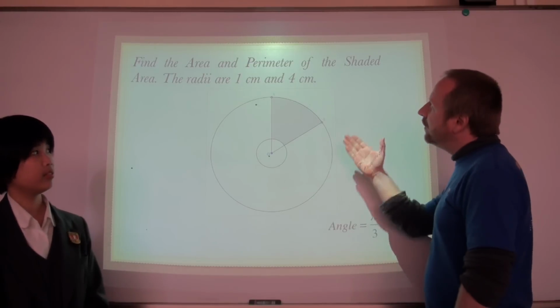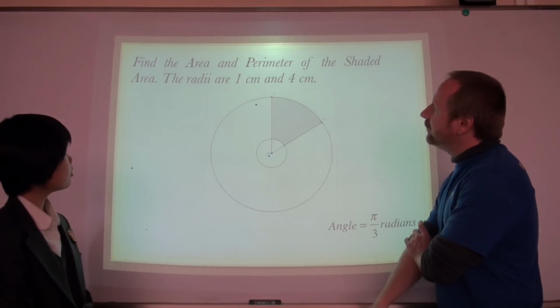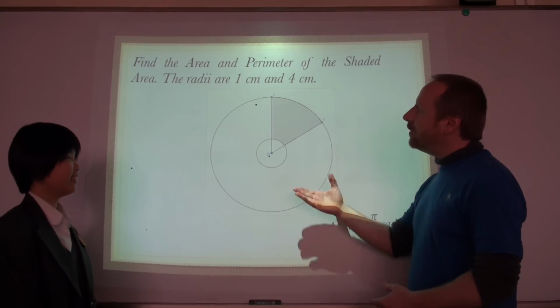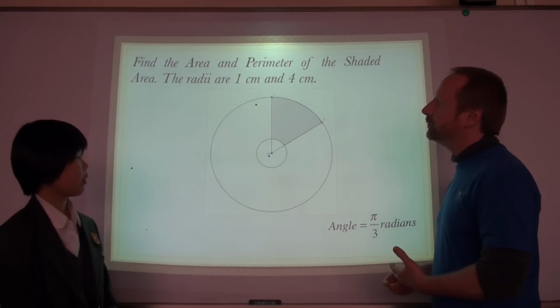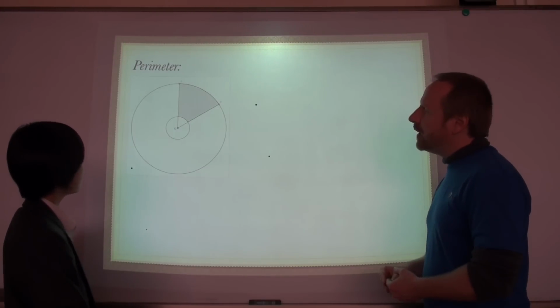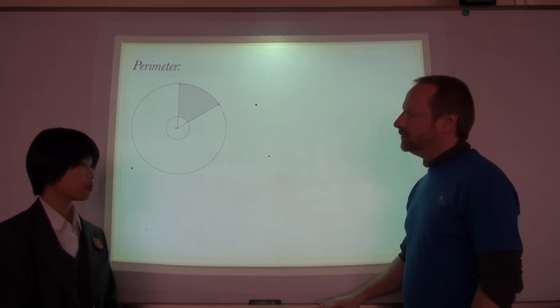All right? Now, Risa, what do you think is going to be easier to do, area or perimeter? Perimeter. Okay, so let's start by doing the perimeter part. Now, to find the perimeter, how many parts are there?